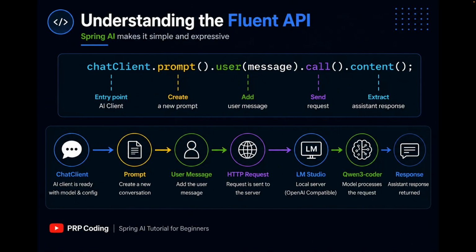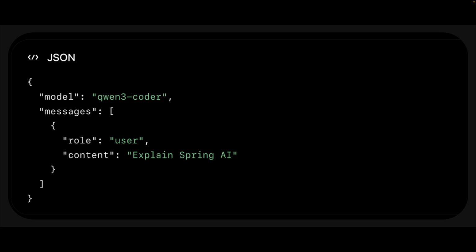Now comes the most important method. This is where everything happens. Until this point, nothing has left our application. As soon as we invoke the call function, Spring AI begins executing the request. Now, what JSON is Spring AI generating? You never write the JSON yourself. Spring AI generates something very similar to this and then sends it to exactly the same endpoint that OpenAI uses. LM Studio implements the OpenAI compatible API. That's why Spring AI doesn't even know it's talking to LM Studio. From Spring AI's perspective, it's just another OpenAI compatible server.